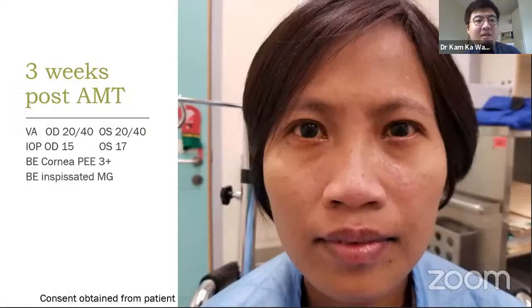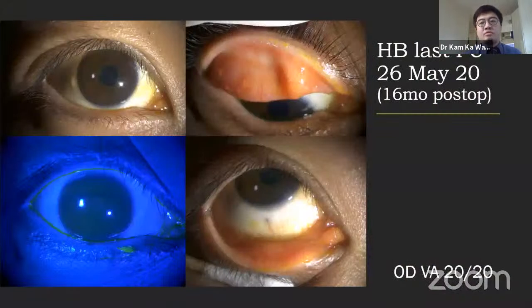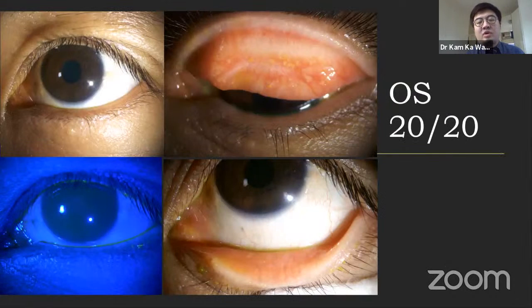This is what she looked like at 3 weeks with vision of 20/40. There are significant punctate epithelial erosions in both eyes, and she started to have meibomian gland dysfunction. This is what she looked like in May this year, about 16 months post-op, with a vision of 20/20, deep fornixes, not injected eye, and with a stable precorneal tear film. This is what she looked like in the left eye with the vision of 20/20. You can see that she had some superior tarsal conjunctival scarring, but otherwise, her eye looks pretty healthy.